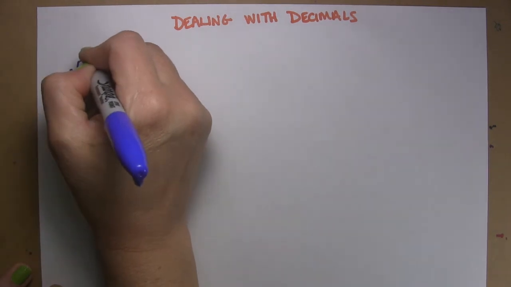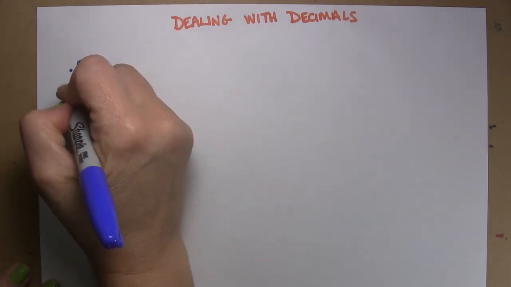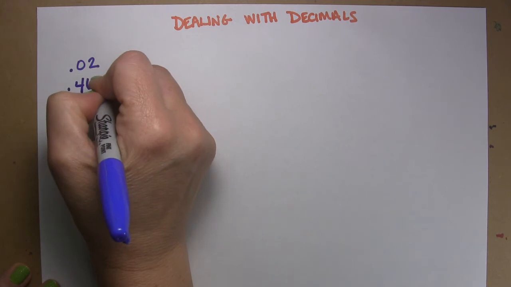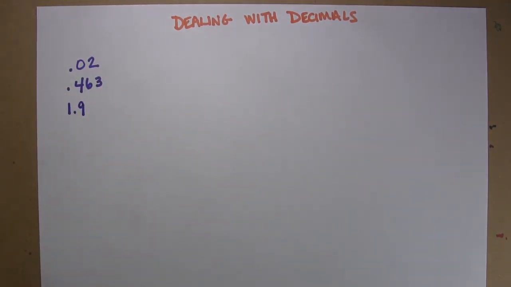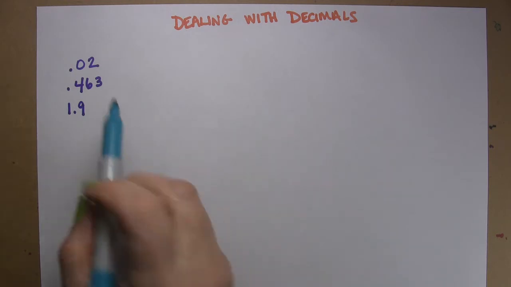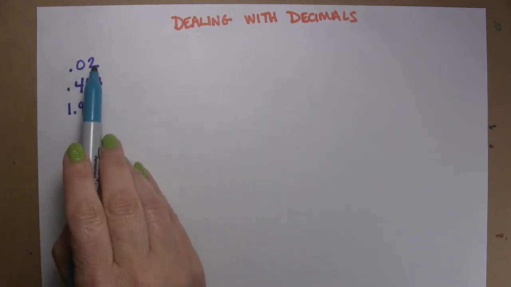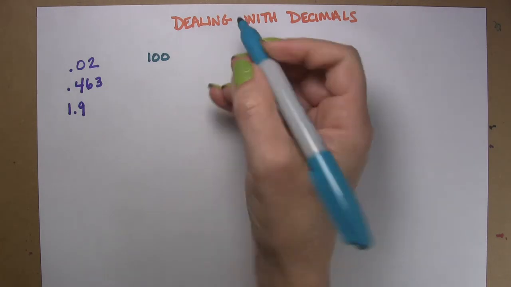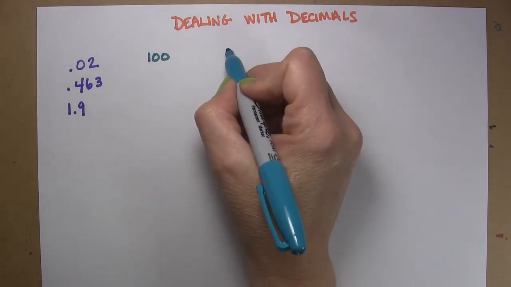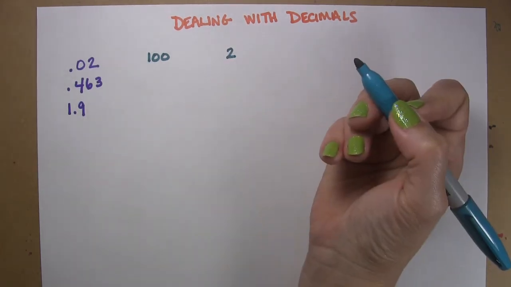So let me give you a couple of decimal numbers to think about here for a second, and then we'll talk about what we can do to make our life with them a little easier. So if we had the decimal 0.02, if we multiplied it by 100, then we would wind up with just the number 2, right?